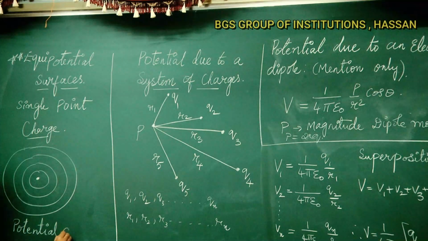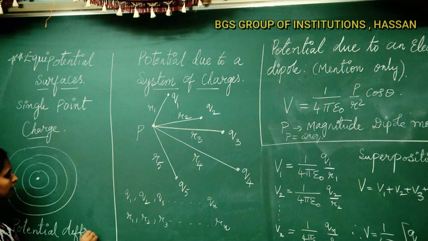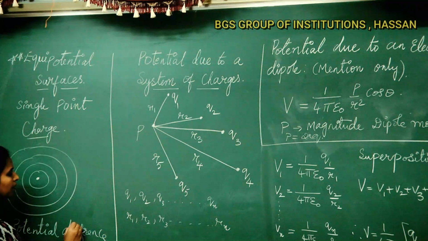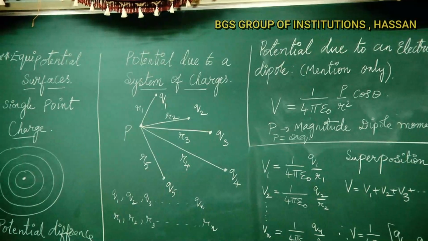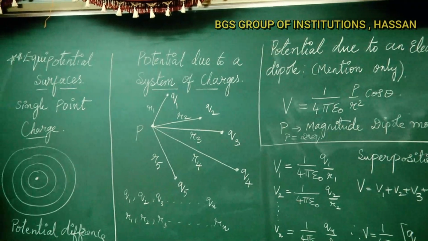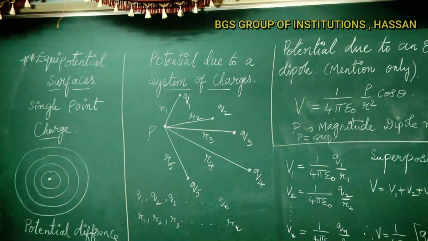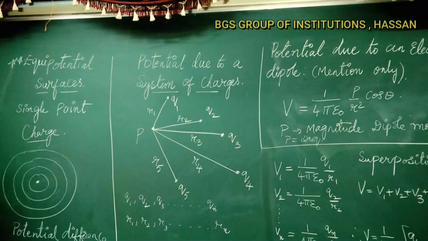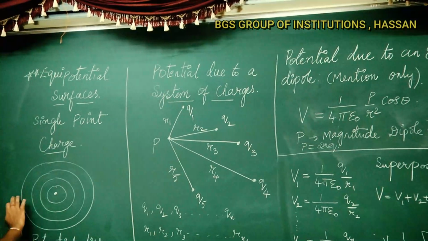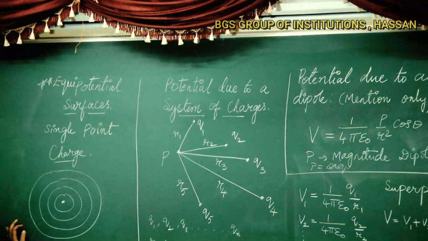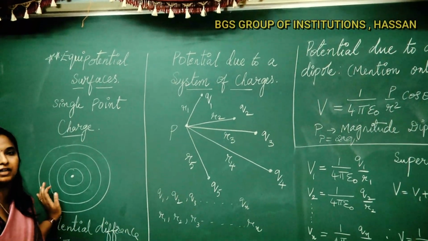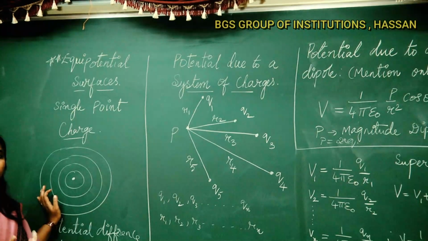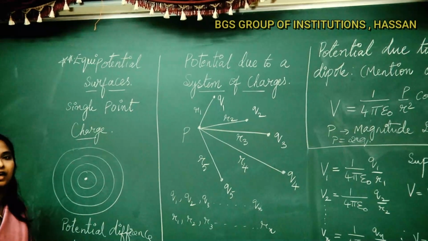Potential difference for an equipotential surface. The potential difference for an equipotential surface is always 0. You should remember it. This is a 1 mark question. Why is it 0? Since the equipotential surface has constant potential throughout the surface, if you take the difference, if you subtract one value from the other value, you get 0.